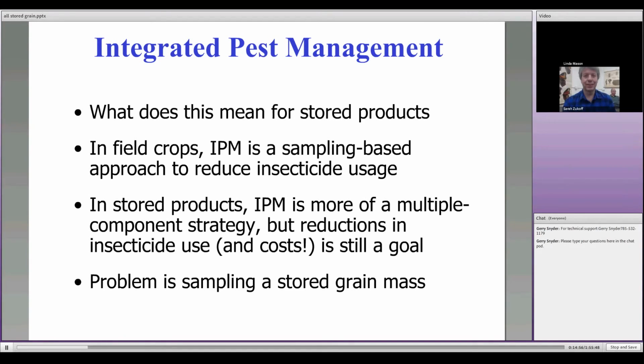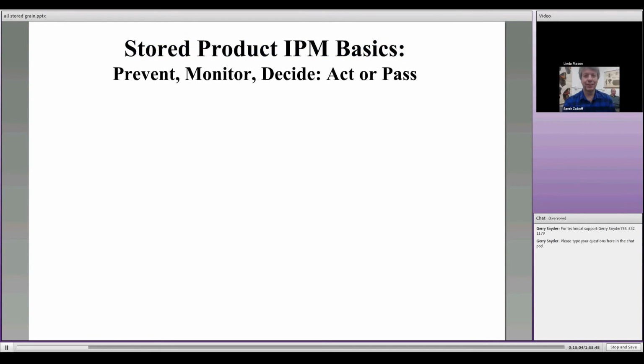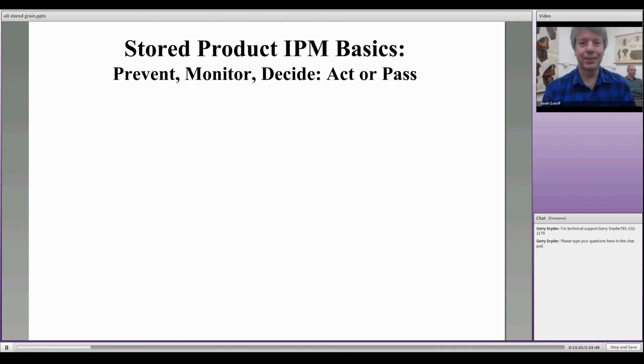So basically, you don't want to see live grain insects crawling around in a sample that your customer takes. You do have a large mass of grain, so once it's in the bin, sampling is difficult and insect control is difficult, but we're going to talk about how to do that. So the basics of stored product and stored grain IPM is in prevention, and a lot of this has to do with cleanliness, sanitation of your grain and your grain bins, monitoring the grain for insects, temperature changes, moisture changes, and then you make a decision. So IPM is really a decision-making process. Do you need to act because you found insects? Maybe that action is fumigating, maybe it's turning the grain and treating it with a chemical, or can you just keep going?